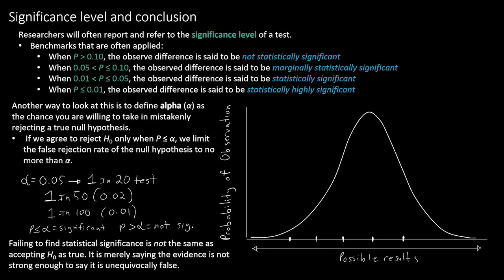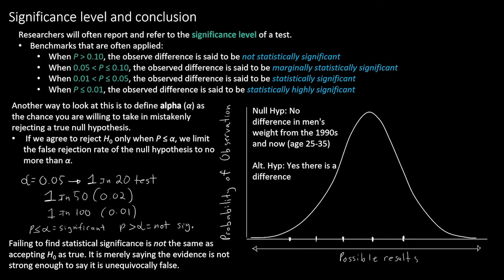So let's look at our distribution again to get a better understanding. Here on the y-axis is the probability of the observation happening, so how frequently do we see these observations? And then on the x-axis are all our possible results that can fall on the distribution. Let's go with our example of the men's body weight that we've been using. Let's remind ourselves that the null hypothesis says there's no difference in the men's weight from the 1990s and now, and the age range for these men is, remember, 25 to 35. And the alternative hypothesis is saying, yes, there actually is a difference.